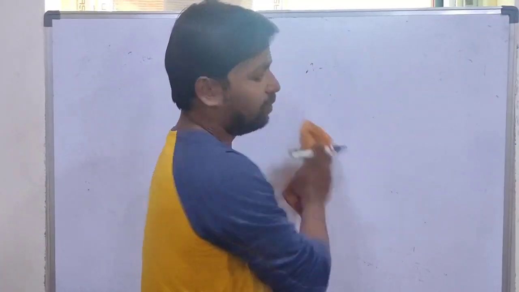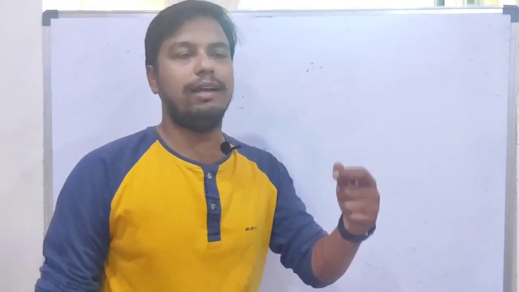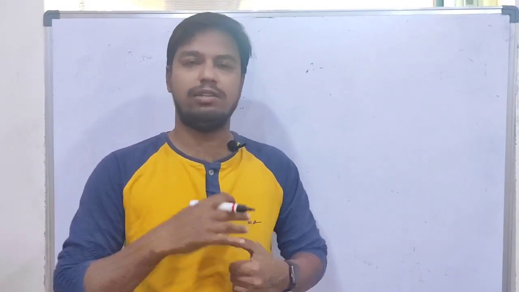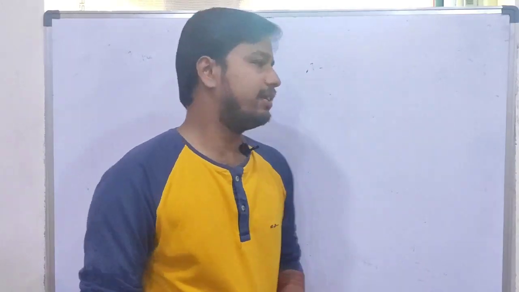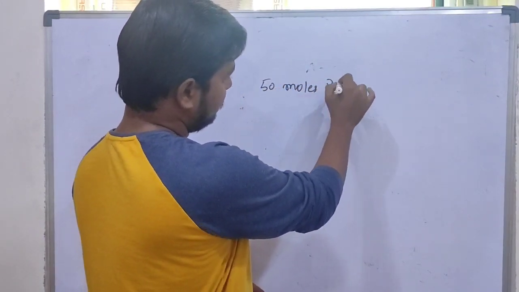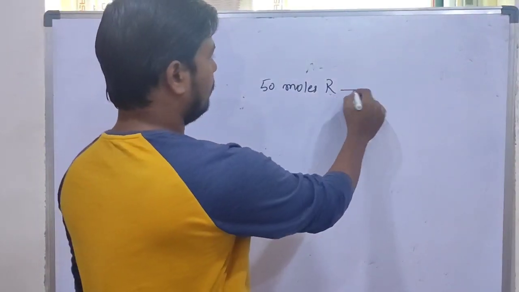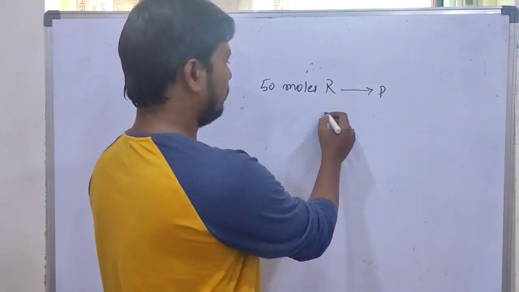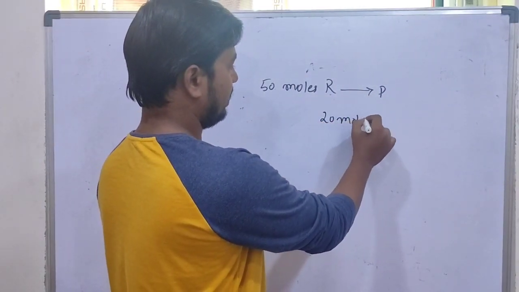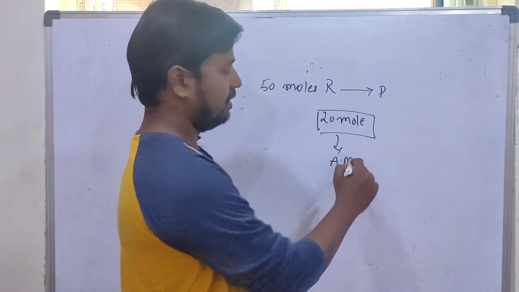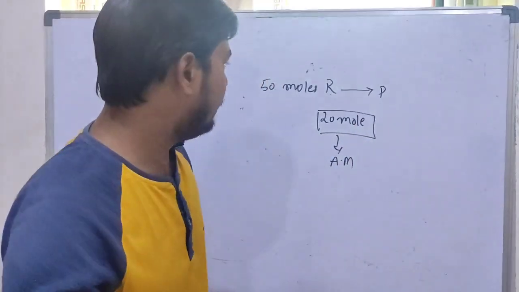Now, what is the active mass? The reactants which are actively participating in a particular reaction are called the active mass. Say for example 50 moles of a reactant is involved in a chemical reaction to form products. So how many molecules are reacted? Say 20 moles are involved in the reaction. So this 20 mole is nothing but the active mass. We discussed this in the last lecture.